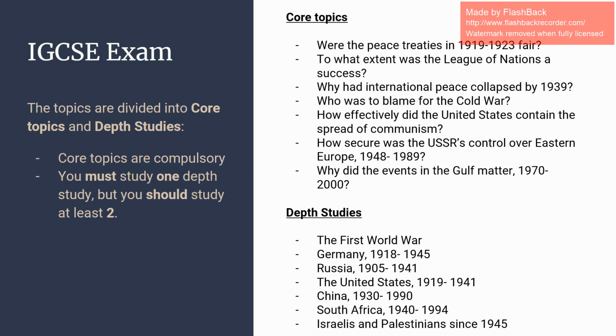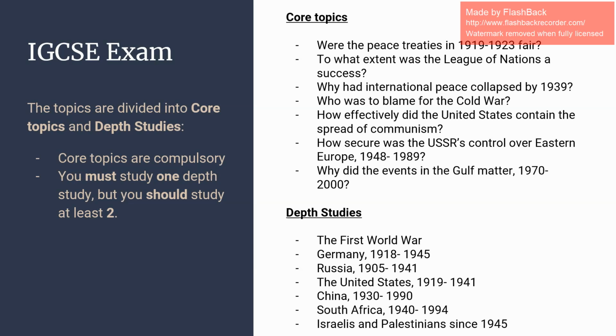How effectively did the United States contain the spread of communism? That's the one that is going to be tested in November this year. This year is 2020, by the way. How secure was the USSR's control over Eastern Europe from 1948 until the fall of the Berlin Wall? Why did events in the Gulf matter? That's from 1970 until 2000.